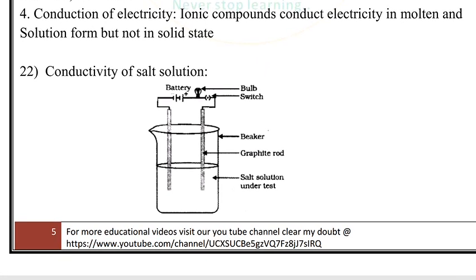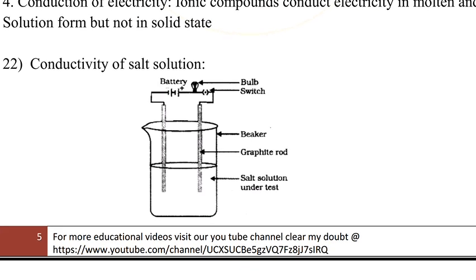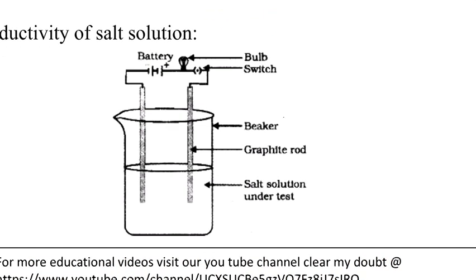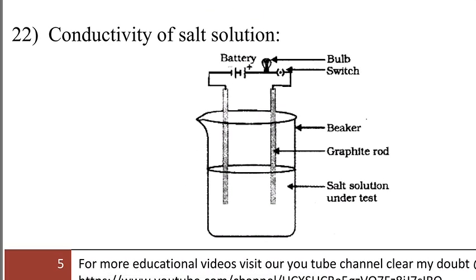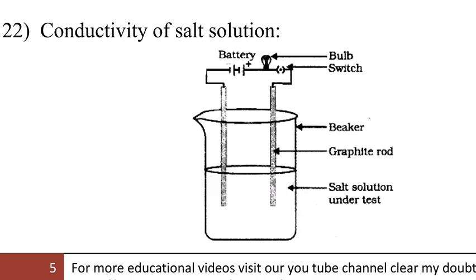Question number 22, one diagram is asked. Draw the diagram to show the arrangement of apparatus used for testing the conductivity of a salt solution and label the graphite rod. I hope you have already learned this diagram. If you have not yet learned this diagram, then it will be better to learn all the diagrams in science.